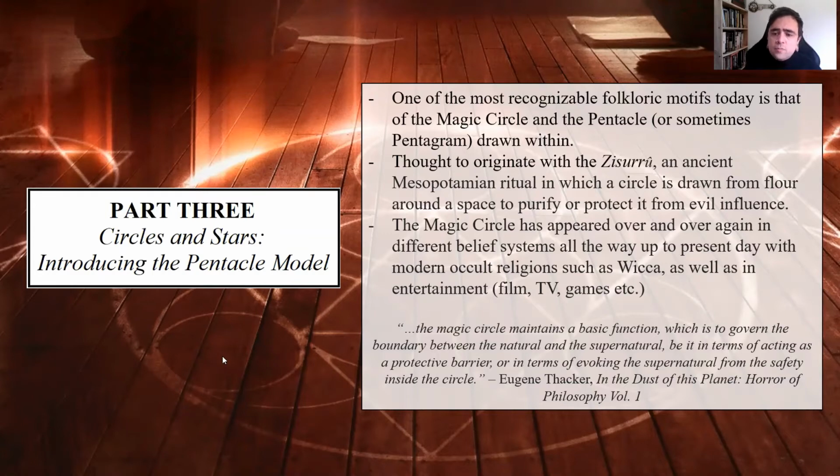So the magic circle maintains a basic function, which is to govern the boundary between the natural and the supernatural, be it in terms of acting as a protective barrier or in terms of evoking the supernatural from the safety inside the circle. And that is by Eugene Thacker in The Dust of This Planet, Horror of Philosophy, Volume 1.